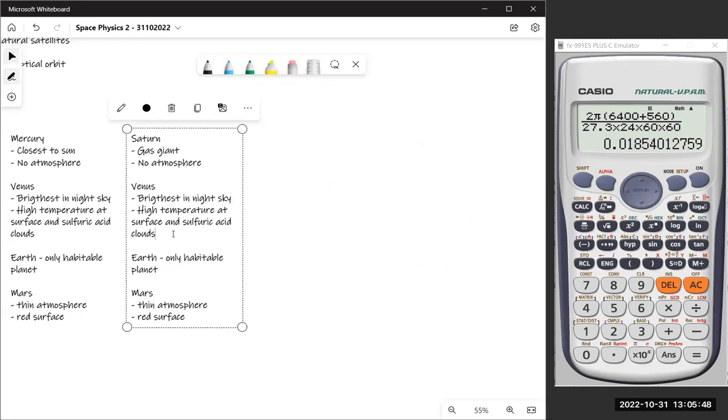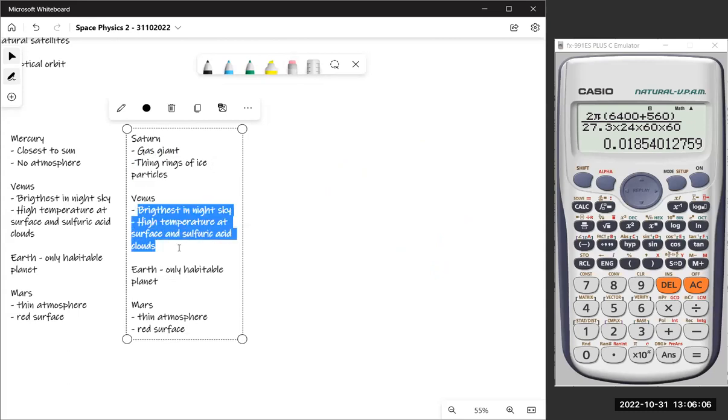Now, these are just some facts you need to remember for these. Planet Saturn is a gas giant and has thin rings of ice. Sorry, I forgot Jupiter.